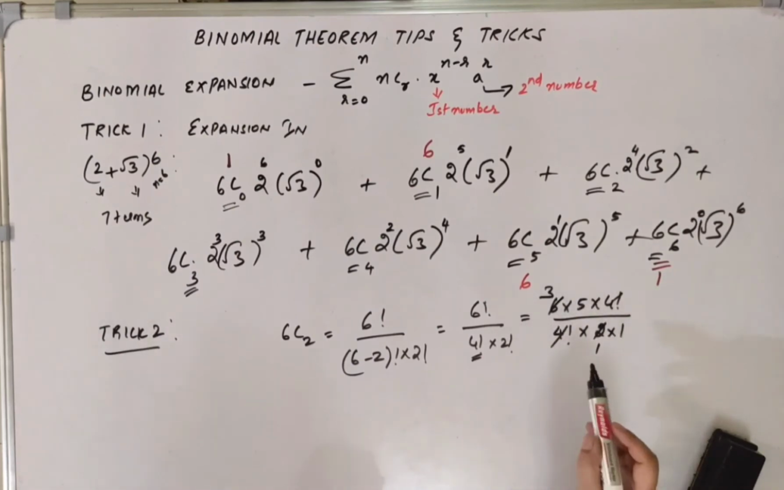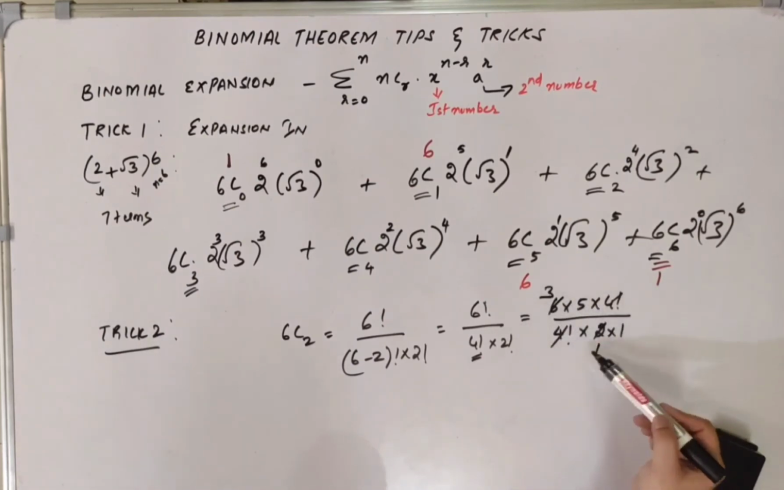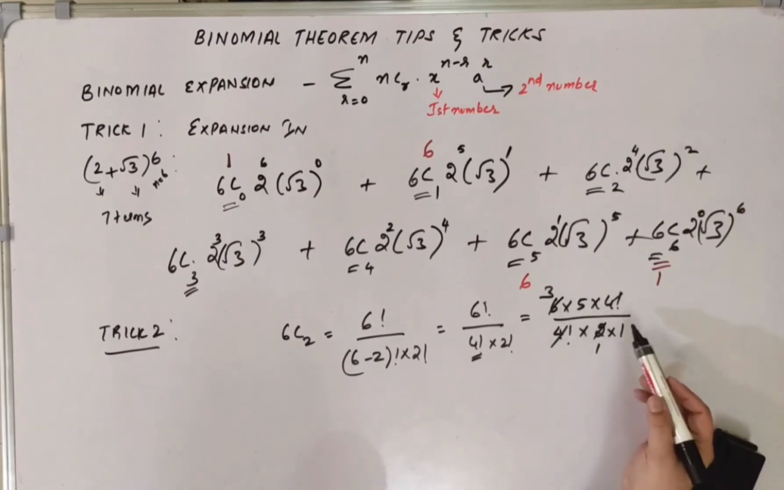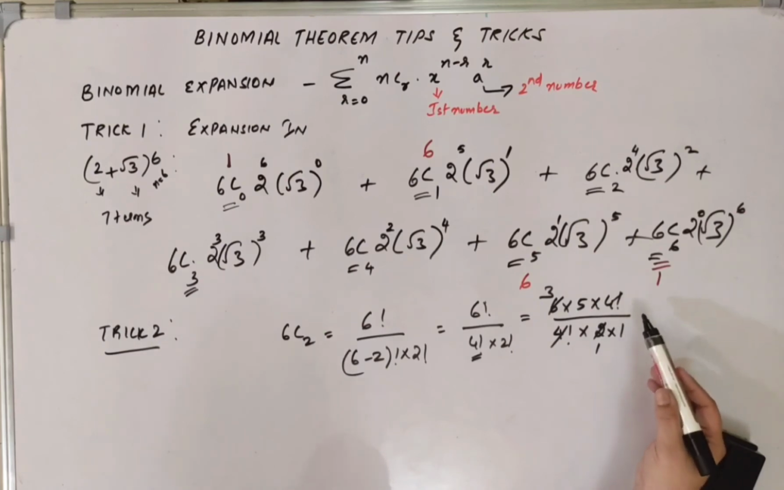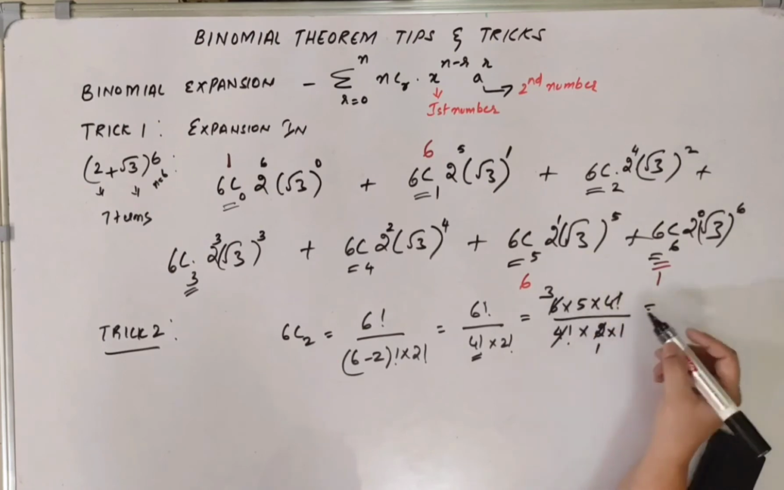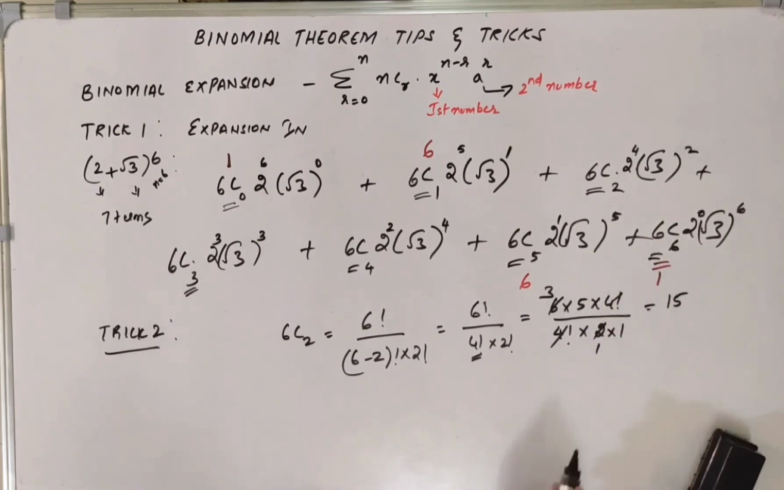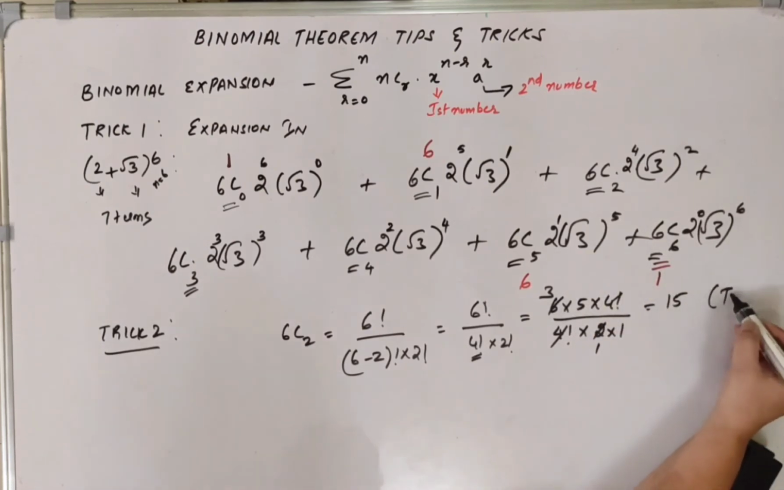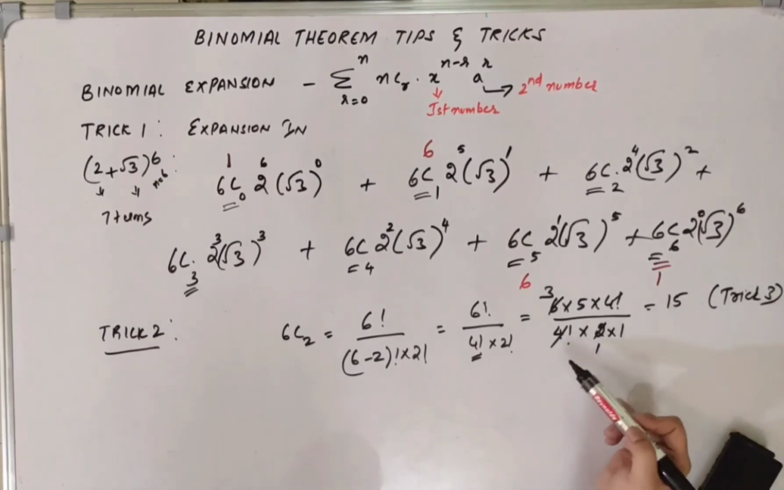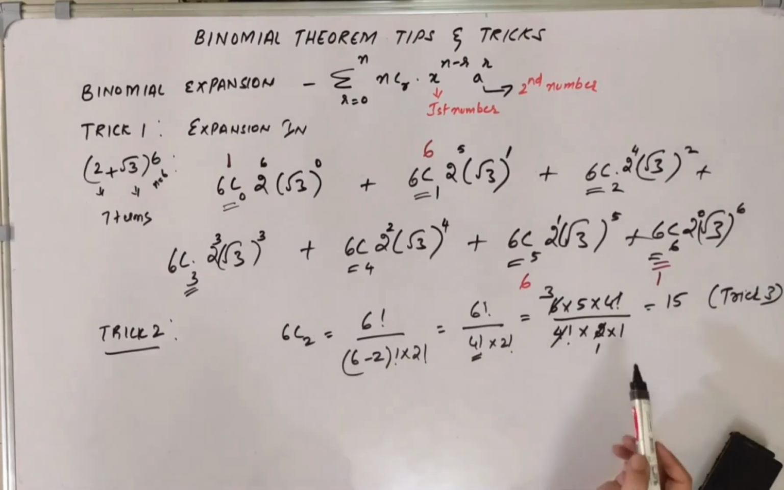Right? So always remember one thing. Let's not do the multiplication first. Let's always try to do the division or cancelling first. Otherwise the number is going to become huge and unnecessary, and we are going to spend time in calculating it. Now this makes it simplified. Right? So we get 15 as the answer. Right? This is trick 3. Trick 3 is basically on how you can simplify the combination calculation.